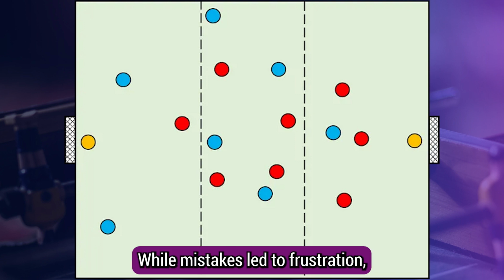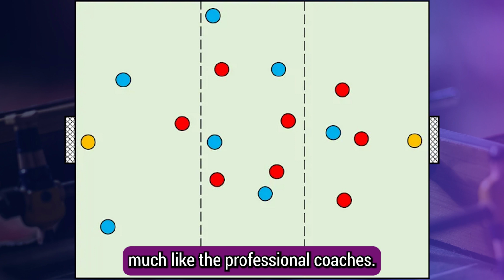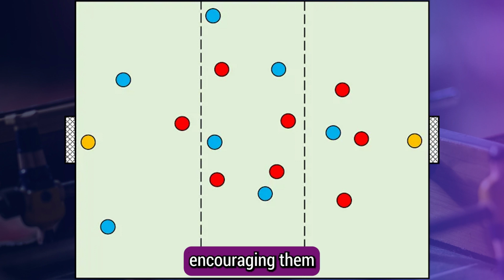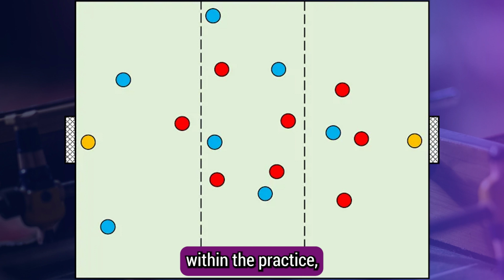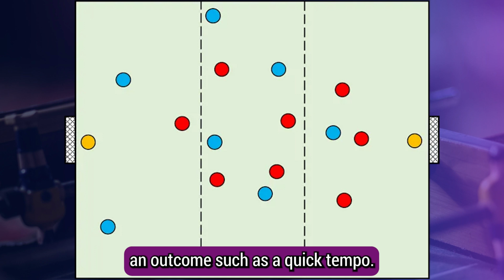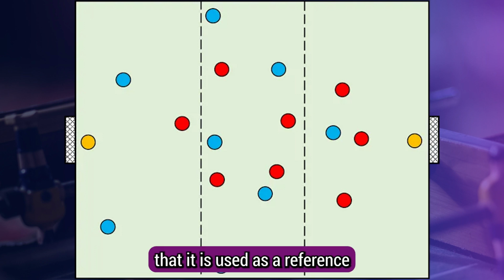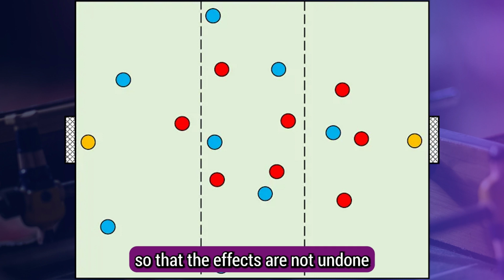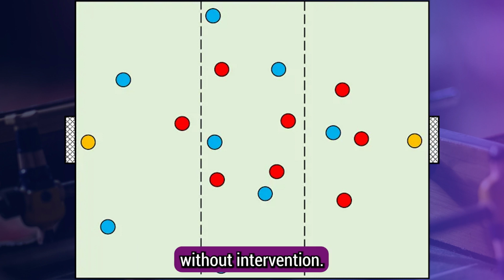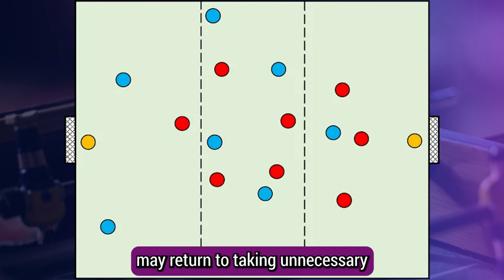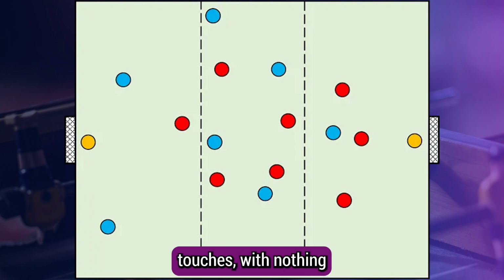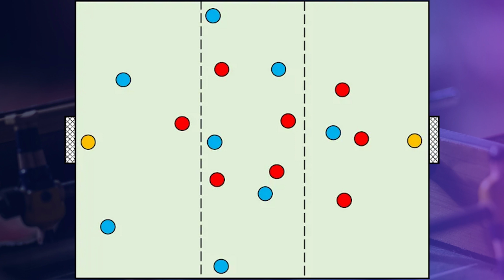While mistakes led to frustration, much like the professional coaches, I try to reassure players, encouraging them to focus on the positives, one of which is the high tempo within the practice, especially in the build-up phase. With a conditioned game that implicitly requires an outcome such as a quick tempo, it is important that it is used as a reference when the conditions are removed, so that the effects are not undone. Without intervention, players who had previously been using 2 touches in the build-up phase may return to taking unnecessary touches, with nothing gained from the practice.